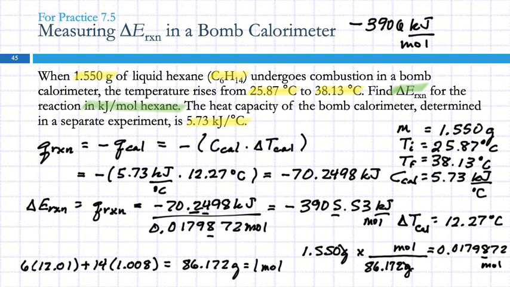So it's over here, it's over there, and so negative 3.91 times 10 to the 3 kilojoules per mole. Questions?